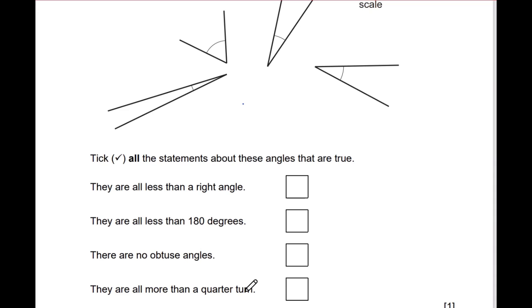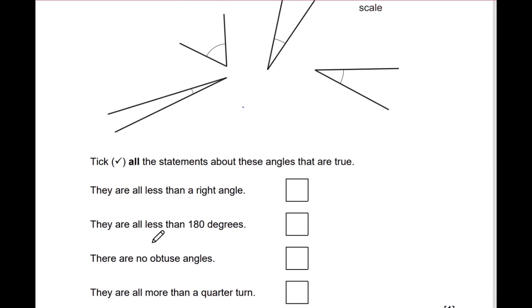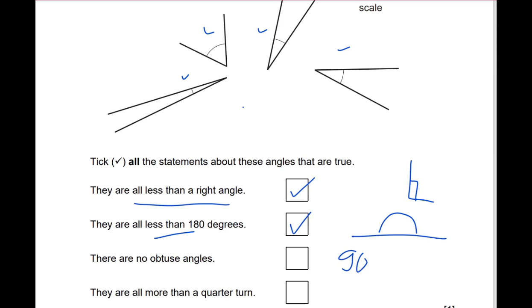Okay, let's get to the discussion. Have you got your own answer? Now for the first statement, they are all less than a right angle. A right angle is the corner of anything, so this seems to be true. Now, they are all less than 180 degrees. 180 degrees is a straight line, of course. This is all true. There are no obtuse angles. An obtuse angle is between 90 and 180. Of course they are true.